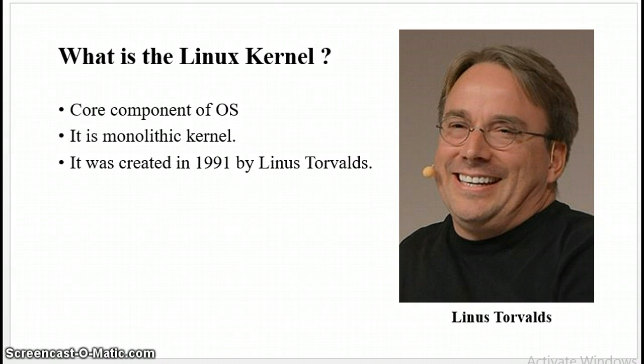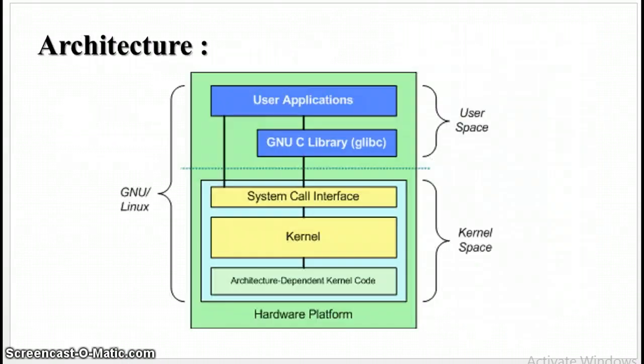Now we can see the architecture of the Linux kernel. This image shows the clear architecture of the Linux kernel. Linux kernel architecture is divided into two layers: user space and kernel space. In this space, the user applications are executed. In this user space, the GNU C library is also available. This provides a system call interface that connects to the kernel and provides a mechanism to transition between user space applications and the kernel.